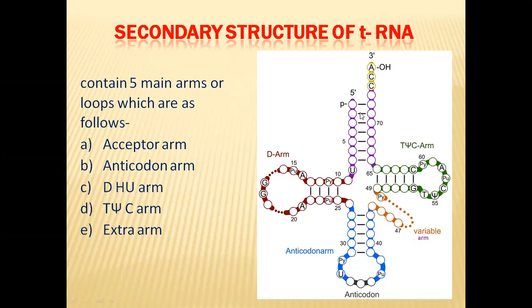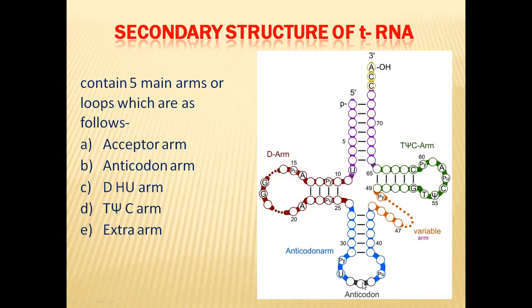And this acceptor arm has 7 base pairings: 1, 2, 3, 4, 5, 6, 7. So 7 base pairings will be there in this acceptor arm. And in the anticodon arm, 5 base pairings will be there, and 5 individual nucleotides will be there.